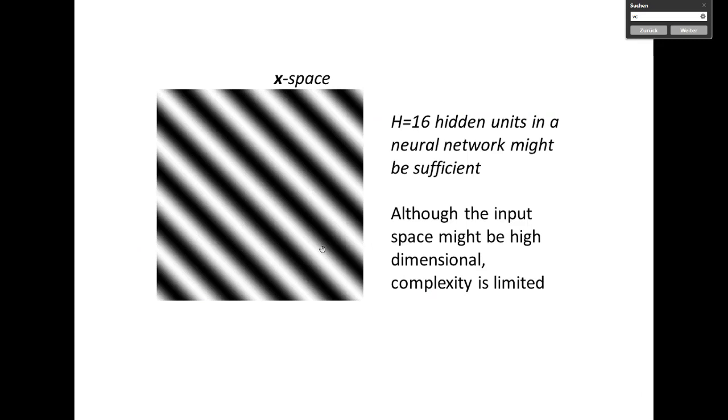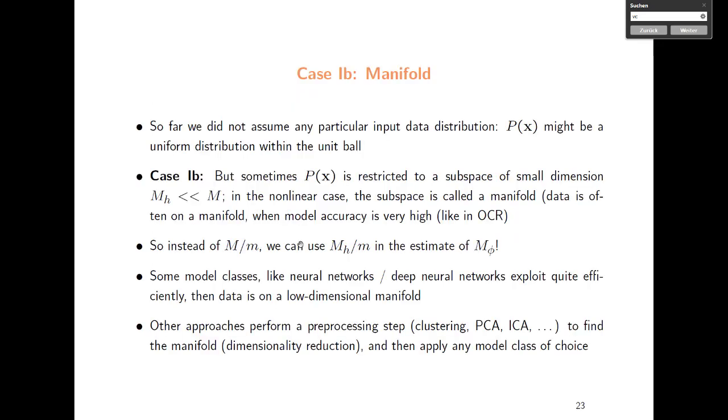So here would be an example. It is a complex function, but for example, the pattern only goes in one direction. In the other direction, it's quite boring. And this can be exploited, for example, by neural networks.